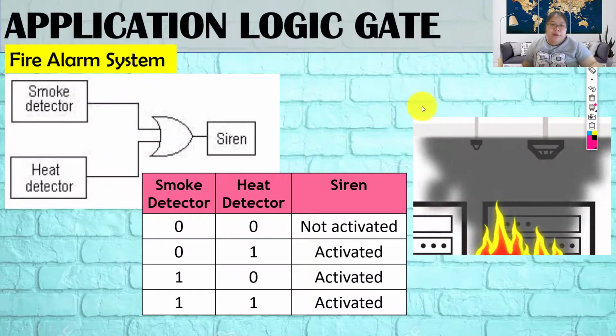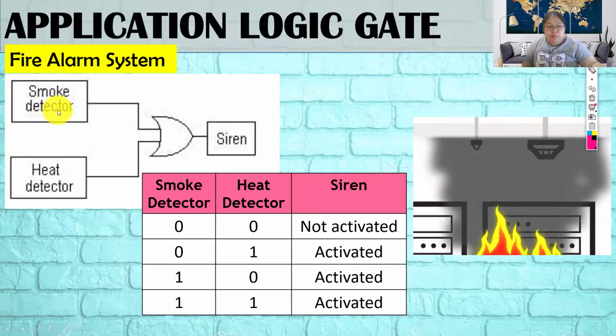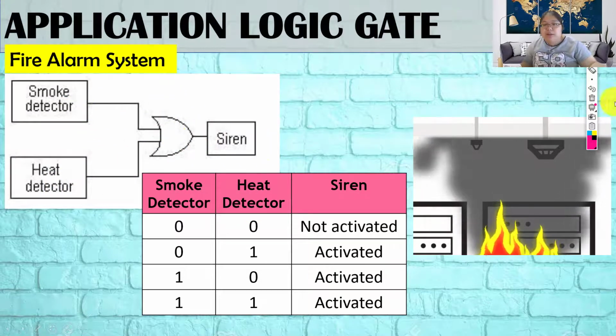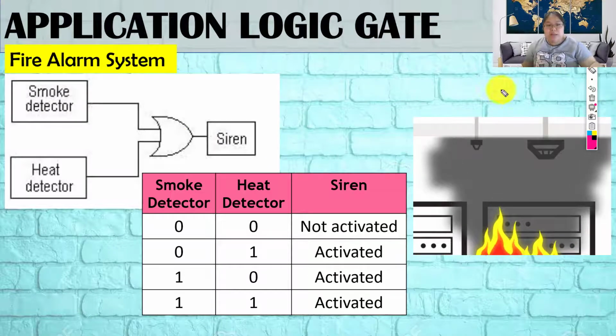Okay, so this one is an application for the fire alarm system. They got two things: smoke detector and heat detector. They're using the OR gate to trigger the siren. So what situation can trigger the siren? Either one. If you detect the smoke, then the siren will activate, or either the heat detector. Unless both are zero, that means nothing happened. Then we go to the next application.